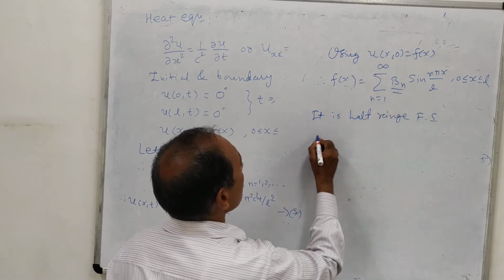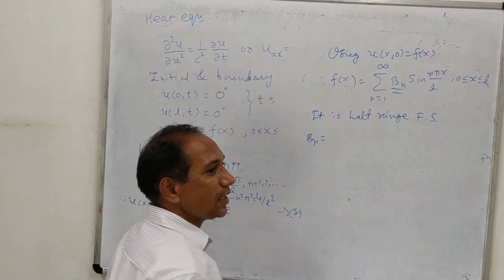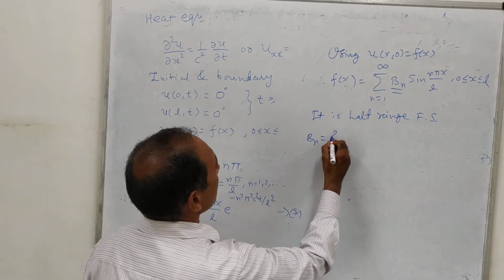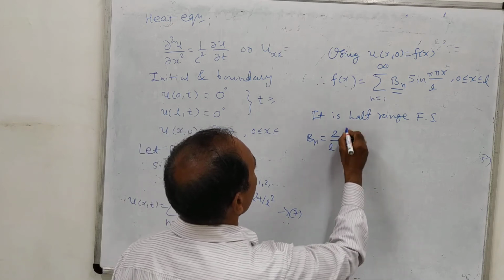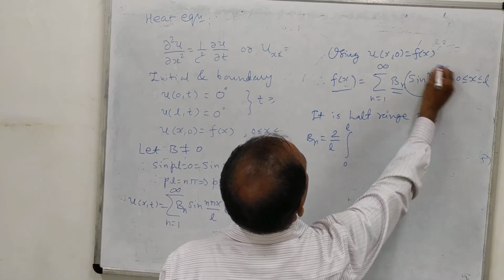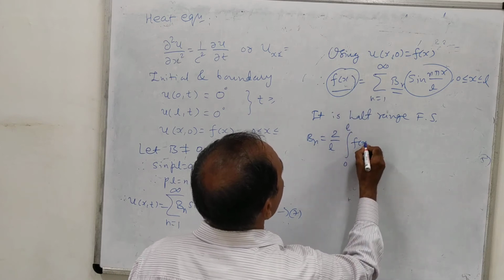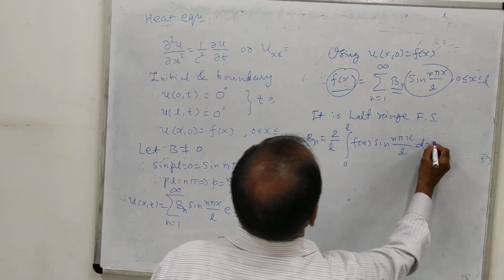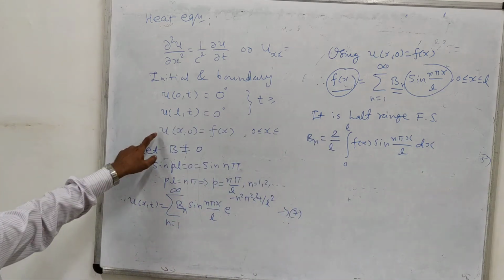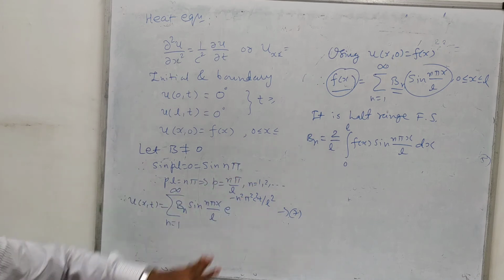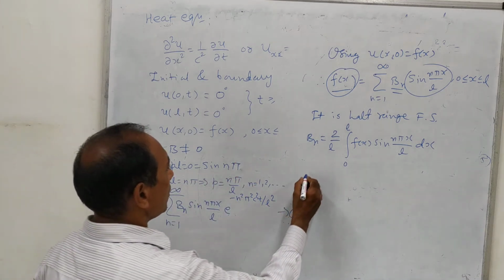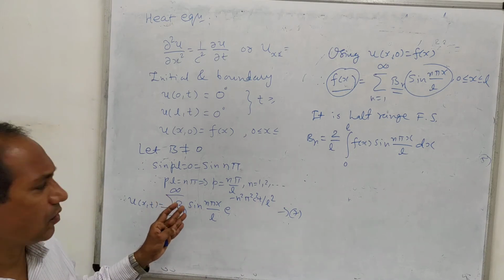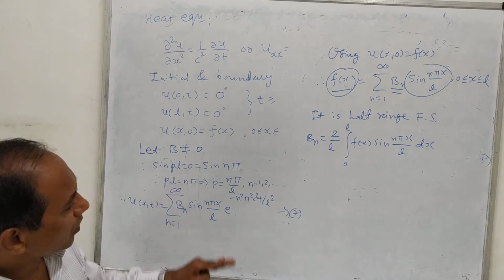Therefore, by using the formula of Fourier series, as you have seen in first semester, bn can be obtained directly by the formula 2 upon l, integration 0 to l, f of x into sine, the product of these two. So f of x into sine n pi x upon l dx. And this is the value of bn, using the last condition. So this is the final step. Now we need to put the value of bn over here, but you don't put it now because it will become lengthy.